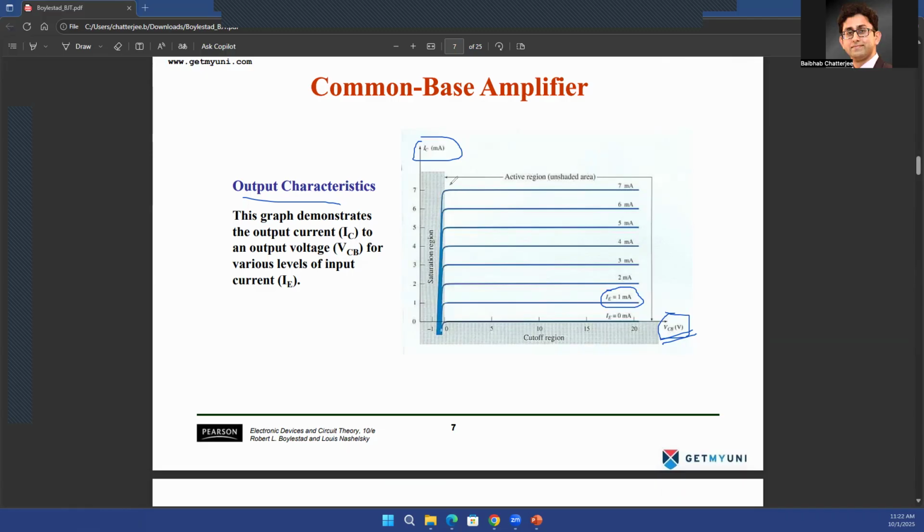Now you see that after a certain point, after a certain VCB, on this right-hand side, the current at the output is not dependent on the voltage at the output. The voltage at the output keeps on changing in this direction, but the current remains constant. That is a property of a current source, right?